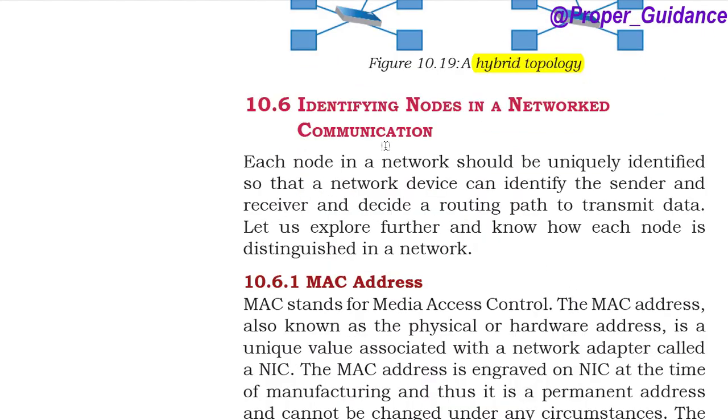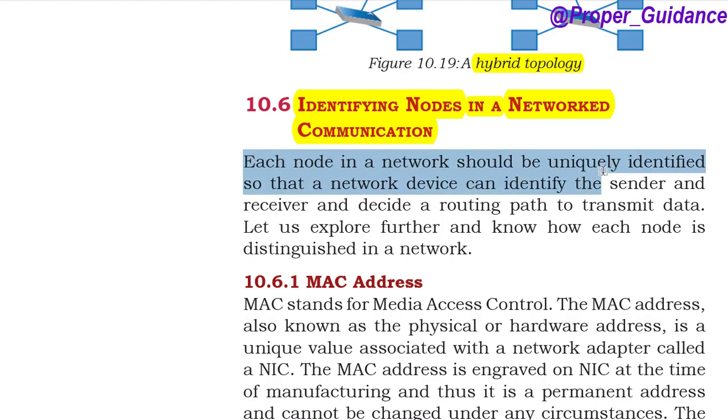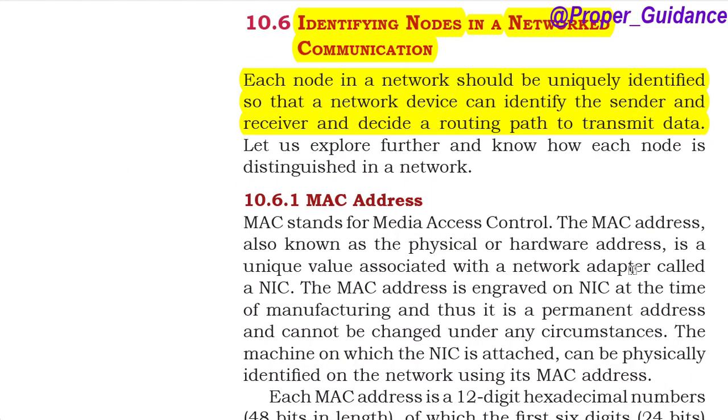Now, identifying nodes in a network communication. How to identify nodes in a network communication? Each node in a network should be uniquely identified so that a network device can identify the sender and receiver and decide a routing path to transmit data. Clear? We have to know it now. We have to identify the particular device exactly and uniquely, otherwise it will be clumsy. Let us explore further and know how each node is distinguished in a network.